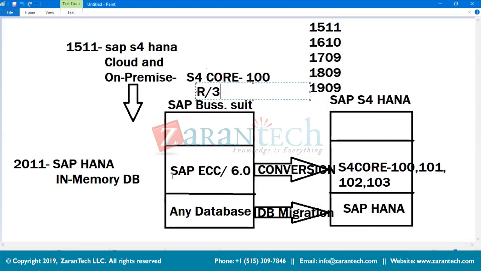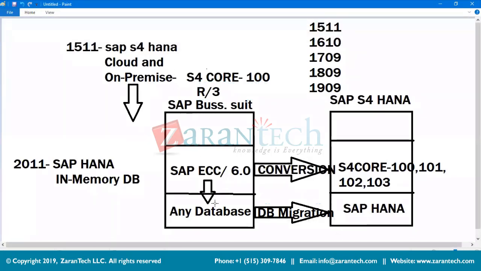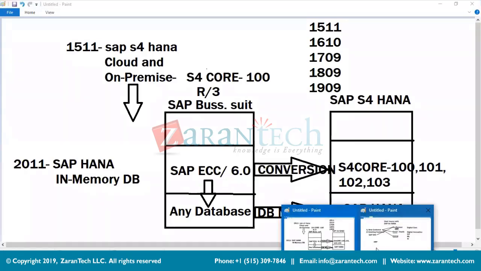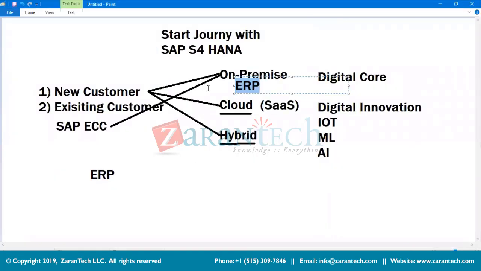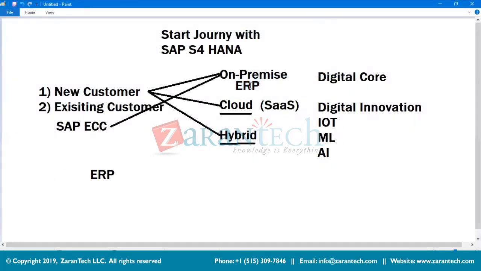The middle layer is SAP ECC, and the underlying database is an Oracle database. The example I'm taking is the Oracle database, or you can take any other database except the HANA database. Now, he is one of the customers. He has started looking at transitioning to SAP S/4HANA on-premise.